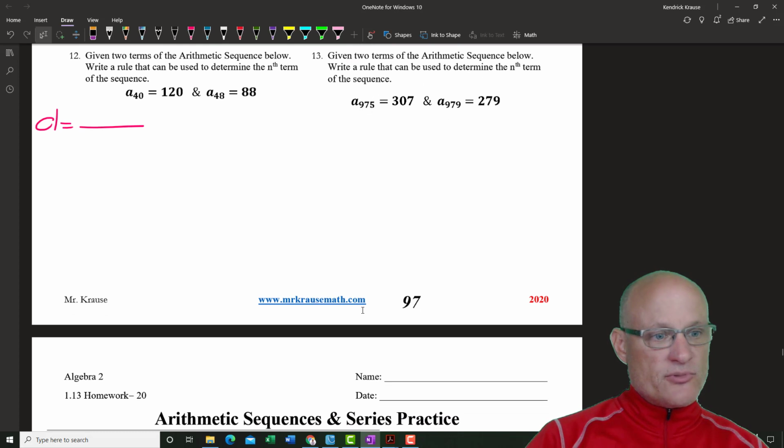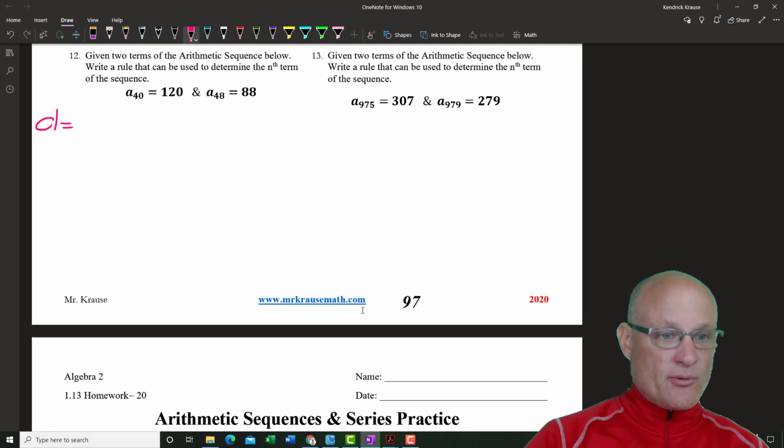D equals, stay positive in your life, stay positive with your number, 48 minus 40. I always just pick the big one minus the small one. And then 88 minus 120. Notice here I don't have a choice, right? I went here. Oh, I did that backwards. You guys should be yelling at me hard.